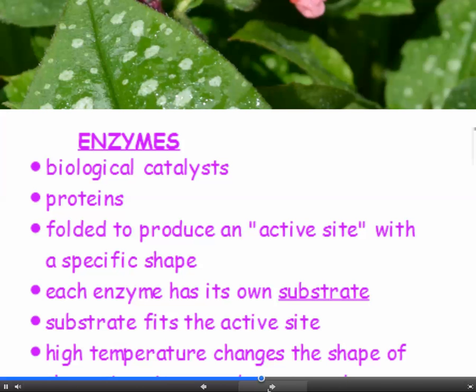The protein is folded to produce an active site which has a specific shape, and each enzyme has its own substrate. Now this is an important word. The substrate is the molecule which the enzyme works on. It may break it down, it may stick things together, but it's the molecule that the enzyme works on. And the substrate fits into the active site where the reaction takes place, and then the products are released.